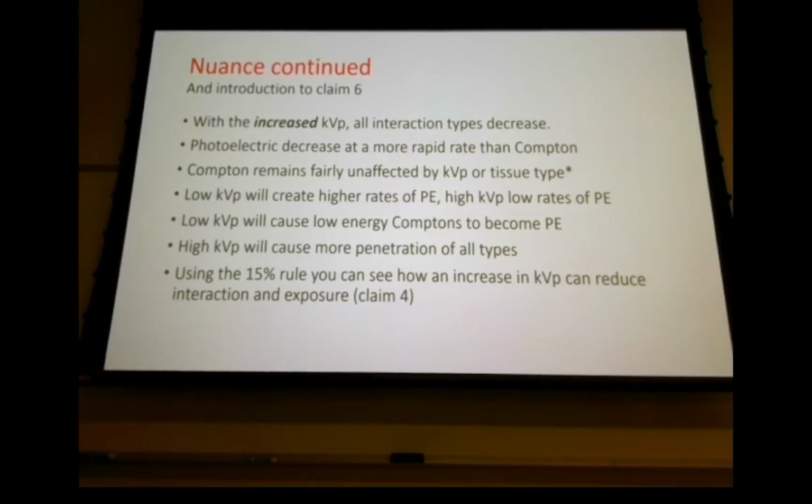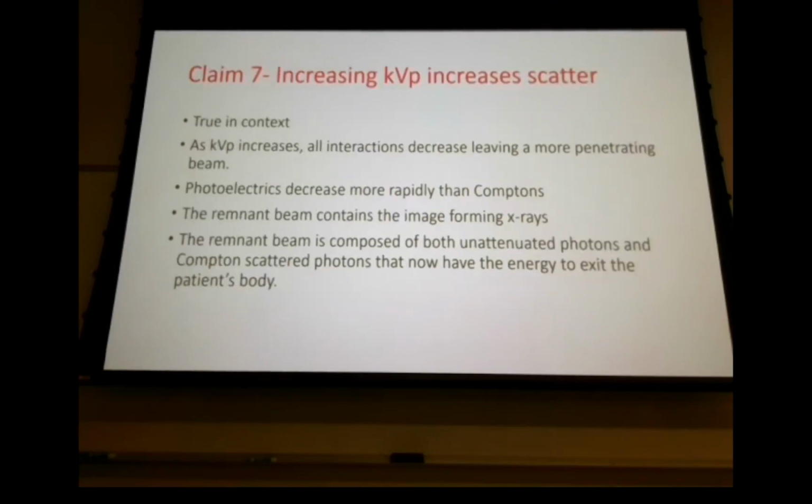So with that, you can see how a 15% change reduces patient dose. An increase in kVp increases scatter, true in context and all the context that we talked about before. It doesn't change the scatter we create, it changes the scatter that's emitted. So is it wrong to say we increase kVp, we increase scatter?